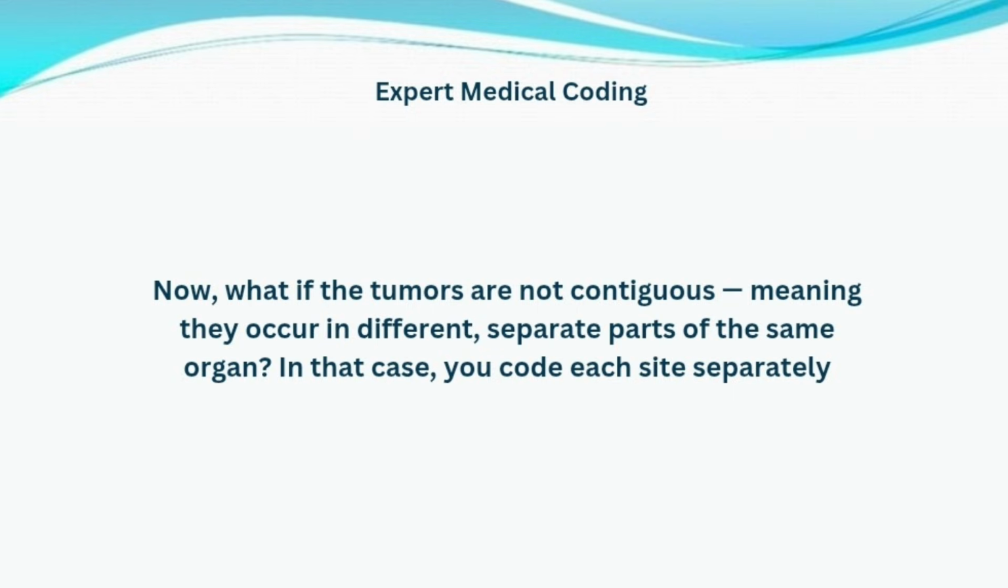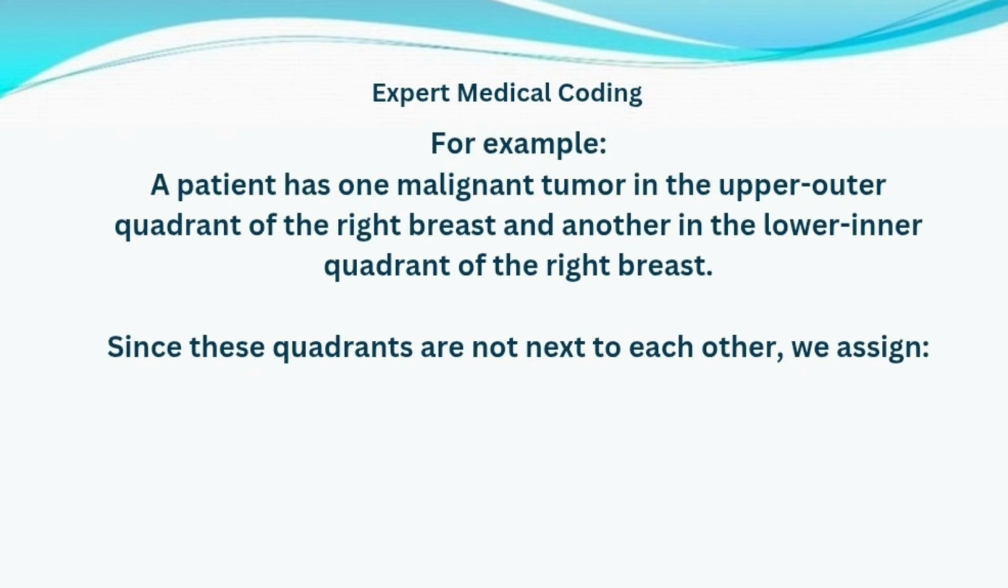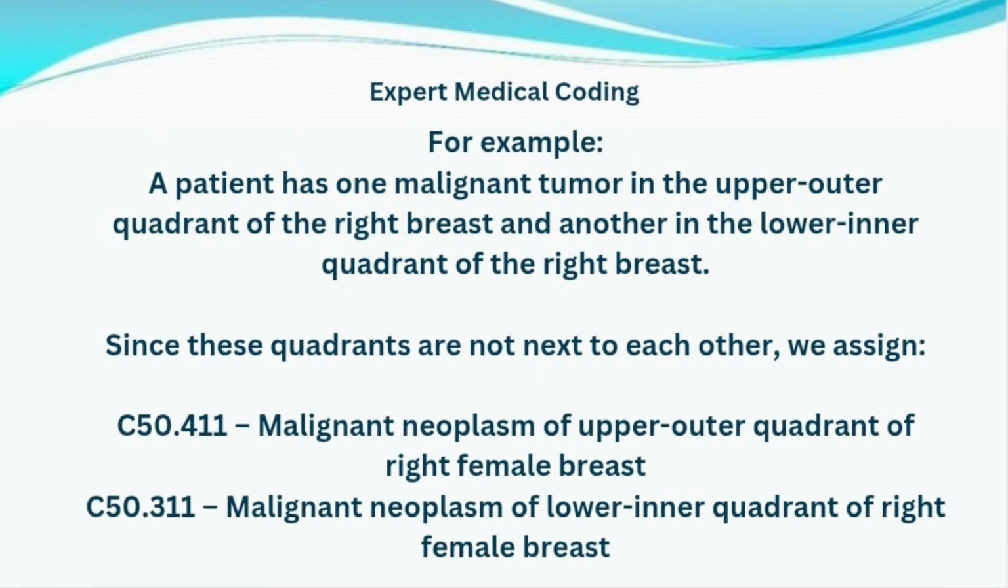Now, what if the tumors are not contiguous, meaning they occur in different separate parts of the same organ? In that case, you code each site separately. For example, a patient has one malignant tumor in the upper outer quadrant of the right breast and another in the lower inner quadrant of the right breast. Since these quadrants are not next to each other, we assign separate codes. C50.411 for malignant neoplasm of upper outer quadrant of the right female breast and C50.311 for malignant neoplasm of lower inner quadrant of right female breast.